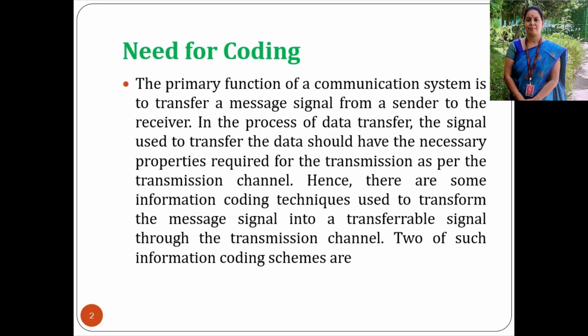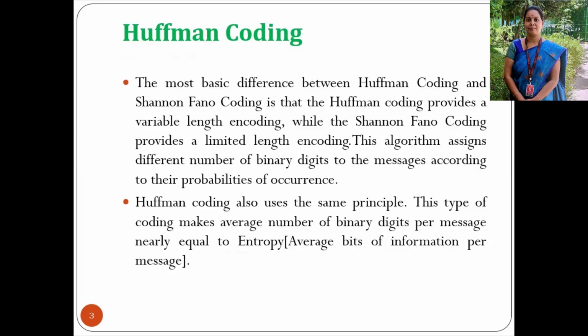Here two of the coding techniques are preferred. The first one is Huffman coding, and the other is Shannon-Fano coding. What is the difference between Shannon-Fano coding and Huffman coding? Why do we prefer Shannon-Fano coding and why do we prefer Huffman coding? The main difference is that Huffman coding provides variable length coding, so the length is different; it is variable. While Shannon-Fano coding provides a limited length of encoding.